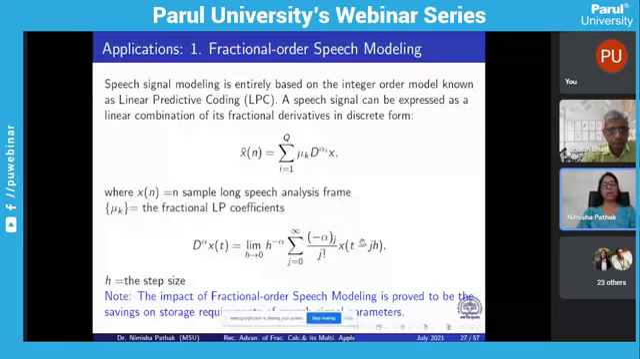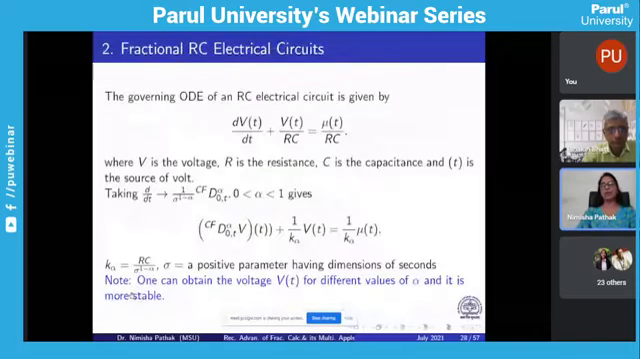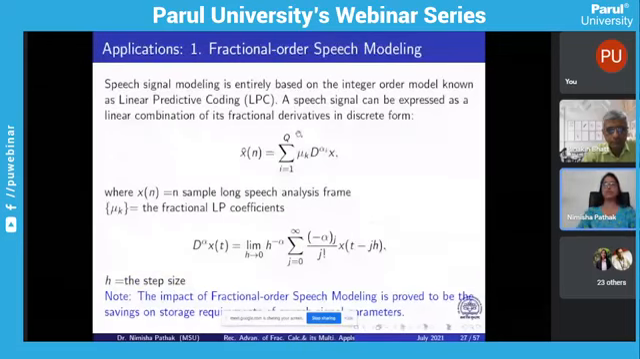The impact of fractional order speech modeling is proven to be a saving in the storage required for the particular parameters. So that can be useful whenever we use fractional order speech modeling.